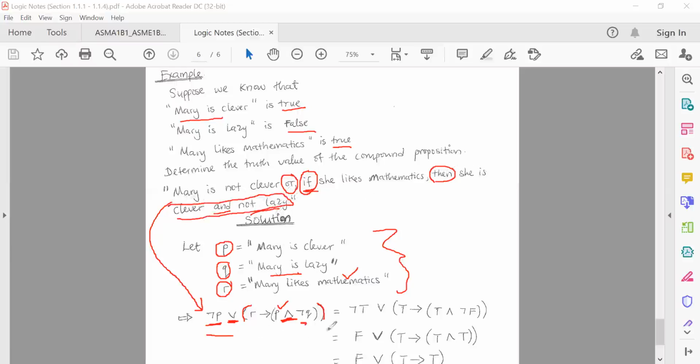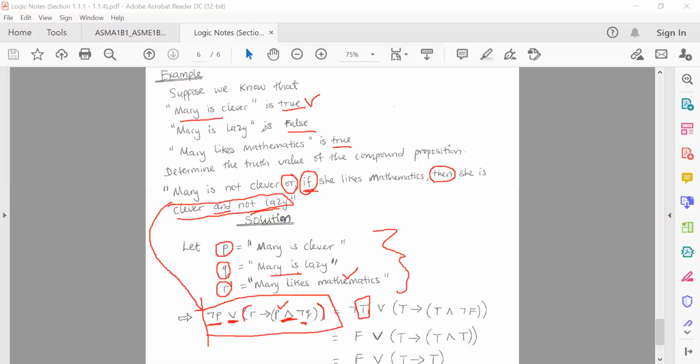Once you succeed in getting this, there's no way you're gonna get the final answer wrong. Why am I saying so? Because I told you that this statement, Mary is clever, is true. It means wherever you see P, you replace it with a true because you know the truth value. You see, I put a T there to say that P is true.